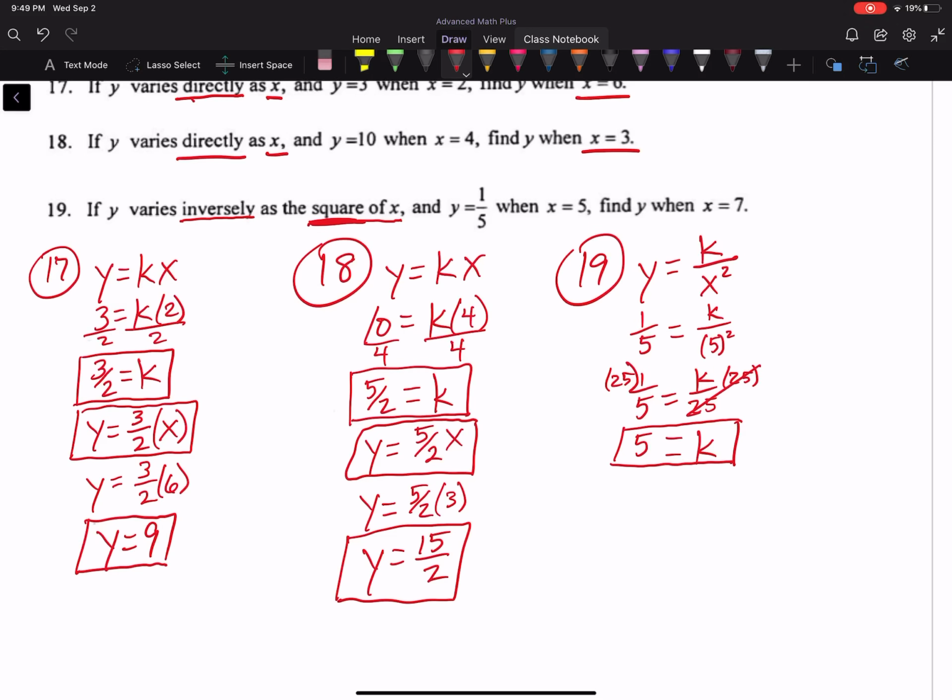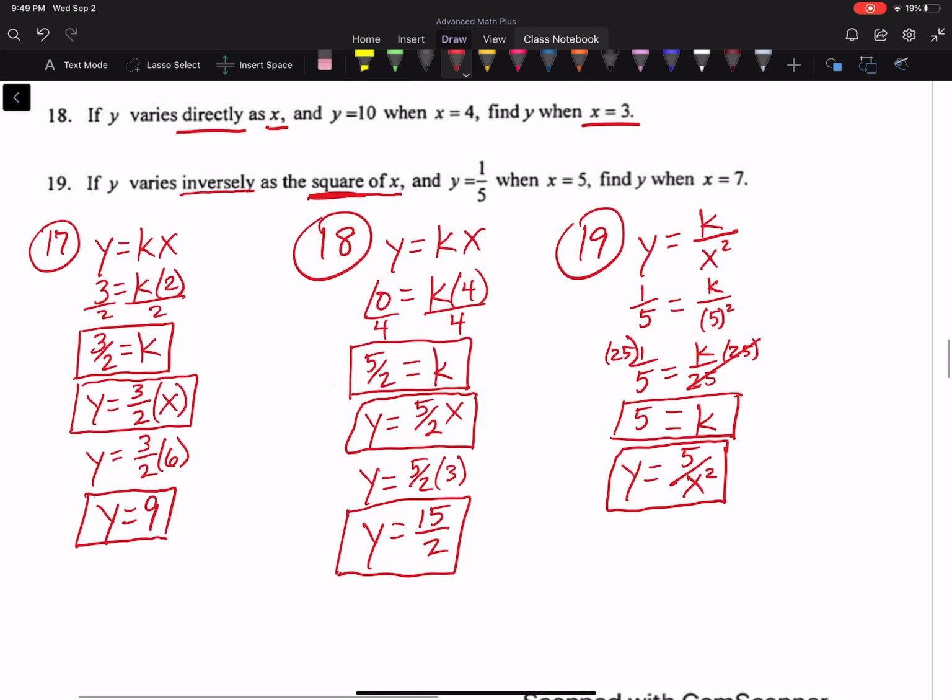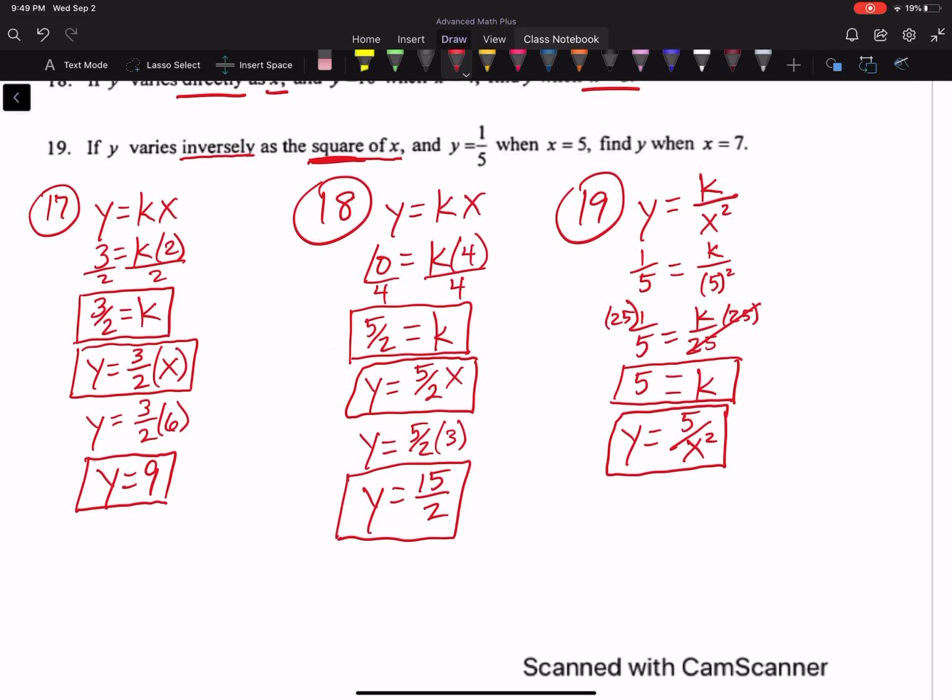Then you write your equation. Y equals 5 divided by x squared. Don't forget your x squared. And then they want to know what is y when x is 7. So y equals 5 divided by 7 squared. Y is 5 over 49.